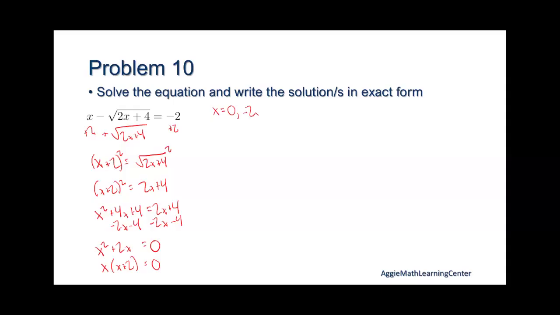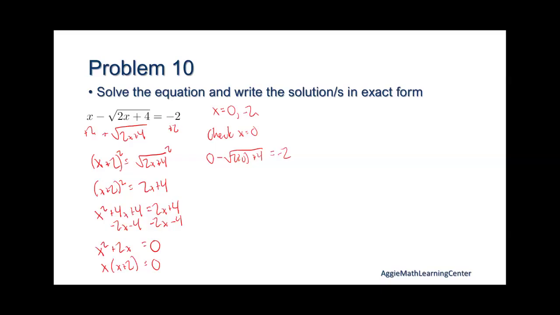Are we done? Now we have to check. Nope, we have to check, right? Radicals, we have to check. So let's check x equals 0 first. How do we check x equals 0? We can plug it back into the original equation. Exactly, plug it into the original equation. So we get 0 minus the square root of 2 times 0 plus 4 equals -2. Okay, you go and solve this.